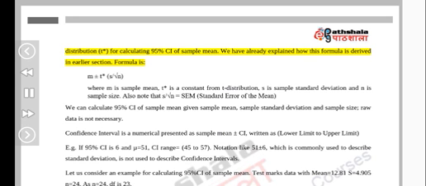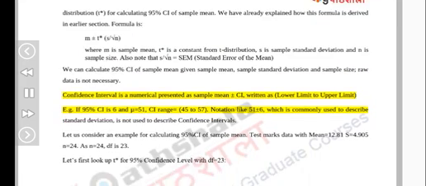We have already explained how this formula is derived in an earlier section. The formula is m plus or minus t* times s/√n, where m is the sample mean, t* is a constant from the t distribution, s is the sample standard deviation and n is the sample size. Also note that s/√n equals SEM, the standard error of the mean. We can calculate the 95% CI of the sample mean given the sample mean, sample standard deviation and sample size. Raw data is not necessary. The confidence interval is numerically presented as sample mean plus or minus CI, written as lower limit to upper limit, e.g.